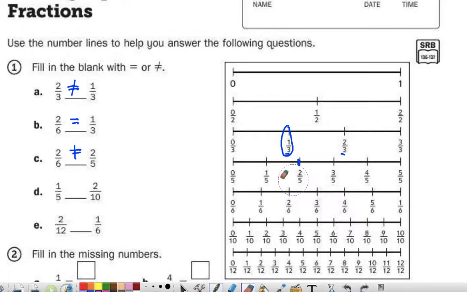Then I have 1/5 and 2/10. 1/5 is right here. 2/10 would also be right here. Looks like they are in fact equivalent. 2/12 and 1/6. And look at my number line. Here's 1/6. Here's 2/12. They are equivalent.